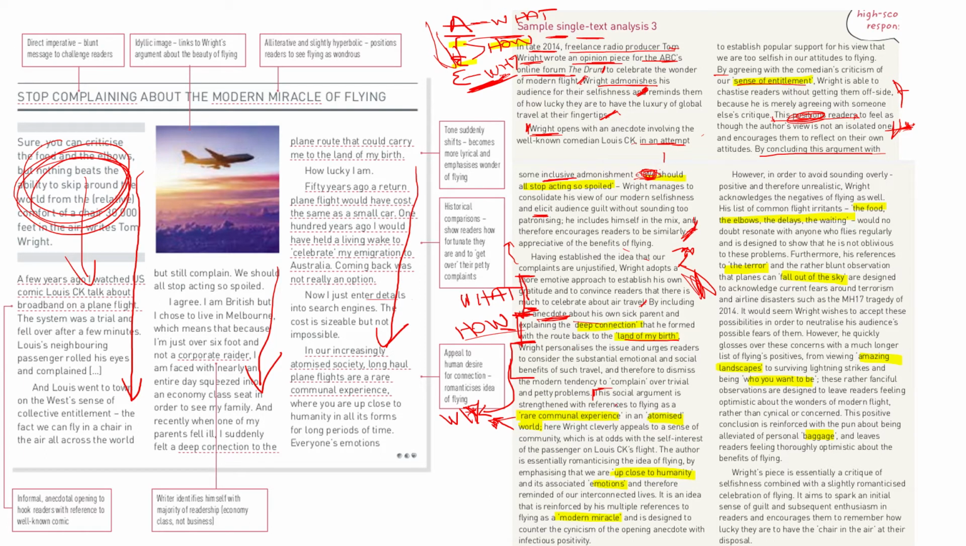So you can see here, this social argument is strengthened with reference to flying as a rare communal experience in an atomized world. Here, and this is the important part, Wright cleverly appeals to a sense of community. Why? Which is at odds with the self-interest of the passenger on Louis C.K.'s flight. So they're linking something that happened later in the text with something that happened earlier in the text. And this might happen in your text. Something that happens later on in the text might be referencing something that's happened before. And by highlighting understanding of that reference, you're demonstrating a stronger understanding of the text. So just keep an eye out for those.